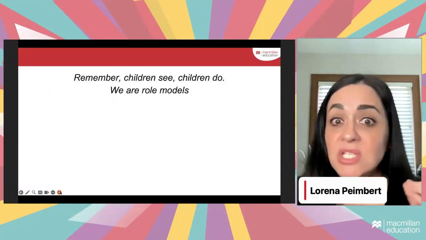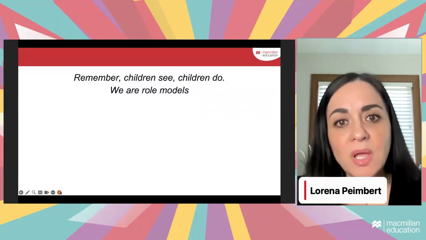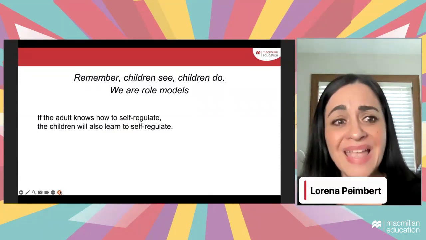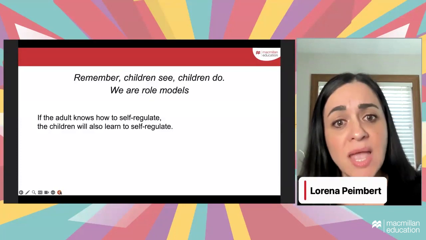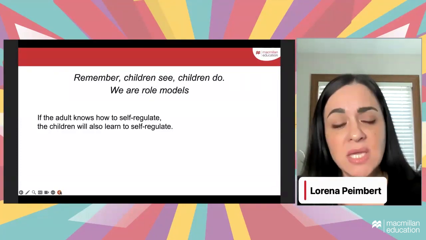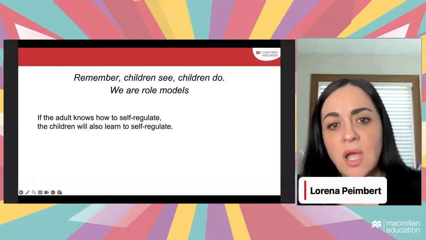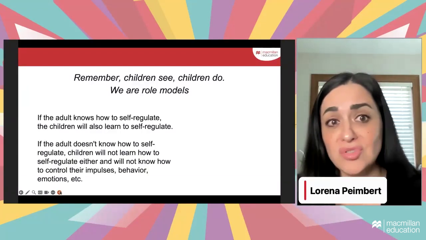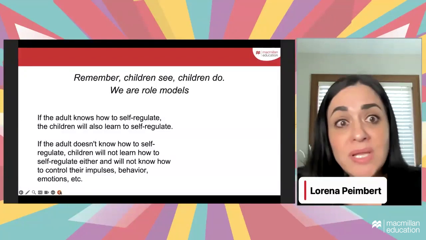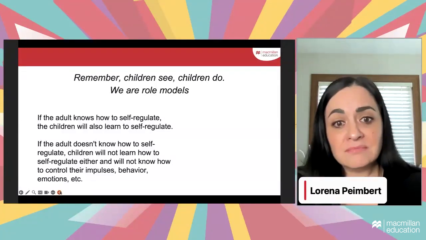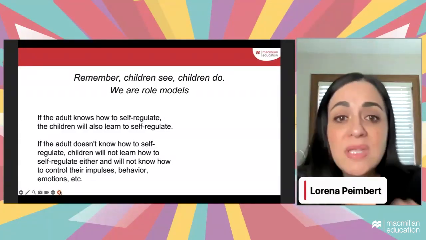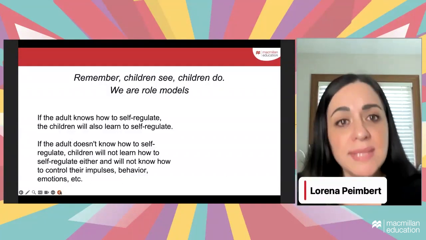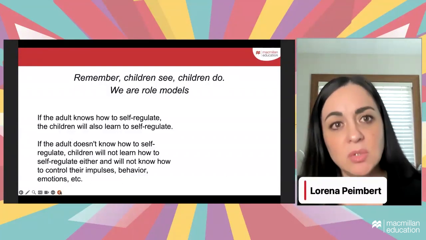Remember, children see, children do. We are role models. If the adult knows how to self-regulate, the children will also learn how to self-regulate. If the adult doesn't know how to self-regulate, children will not know either. They will not. So we need to show them how. This is a skill and we need to model it, okay?